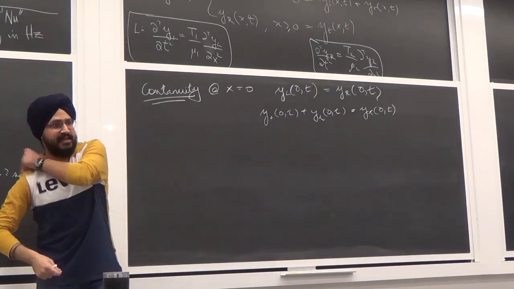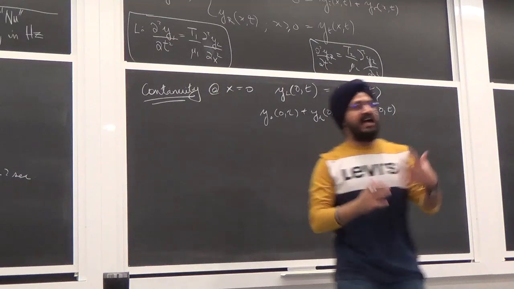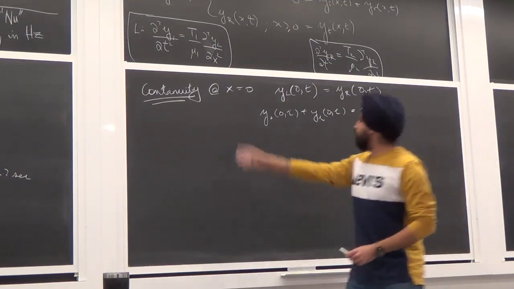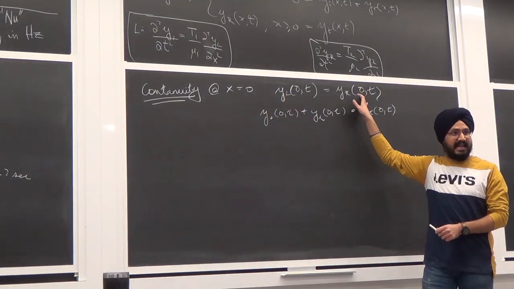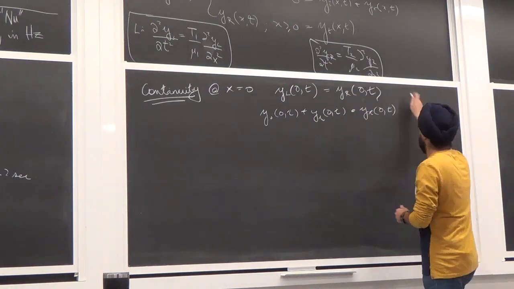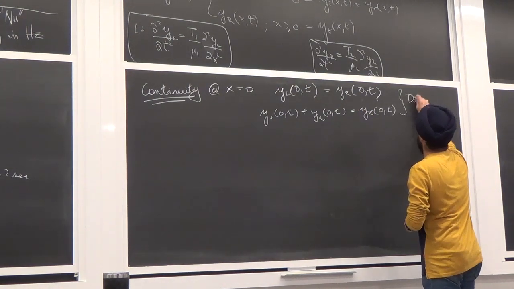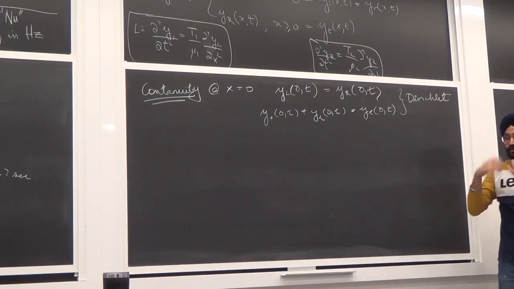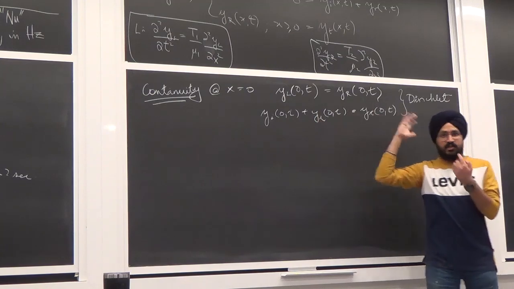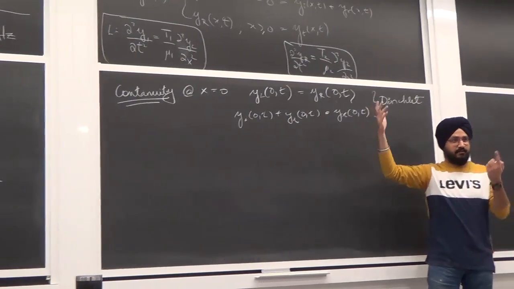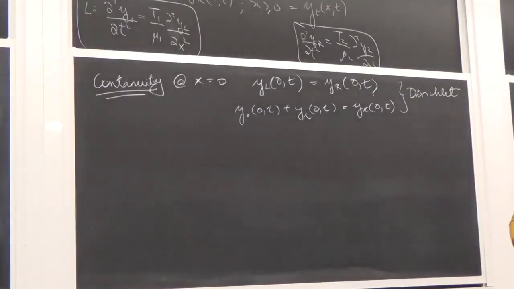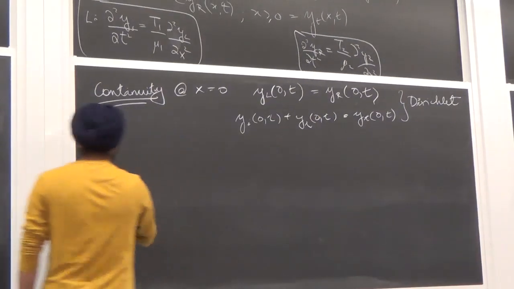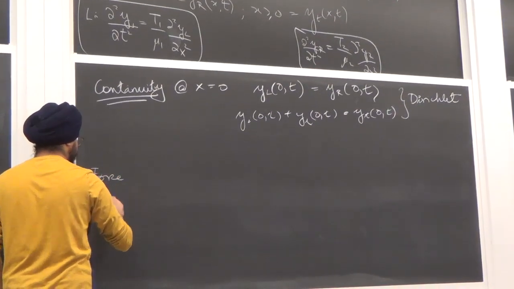And this is like a math jargon: whenever I have a boundary condition on the function itself that I'm looking at, it's called a Dirichlet boundary condition. I don't know if you've heard this word before or not, but this kind of boundary condition which uses the function itself is called a Dirichlet boundary condition, after the mathematician. The other equation is a force balance at the junction.